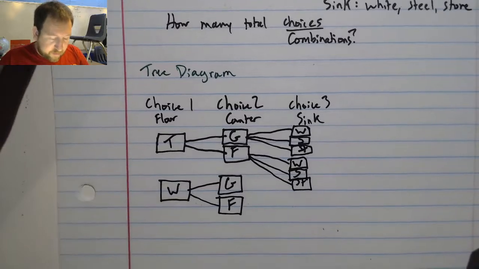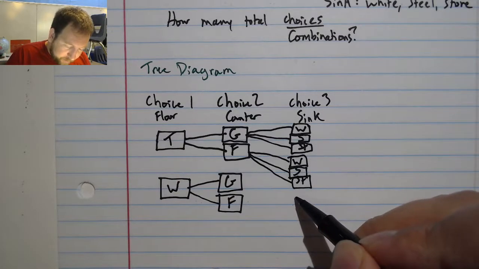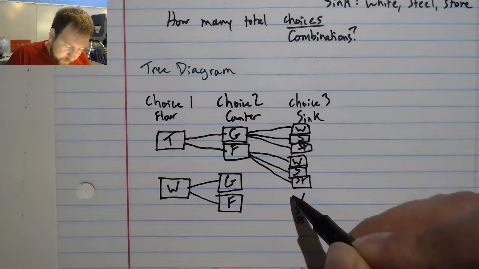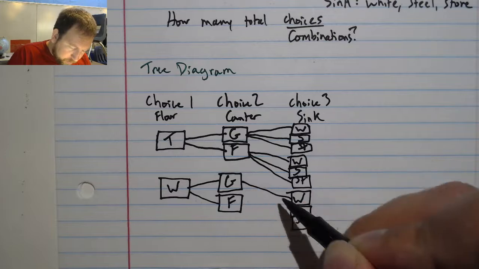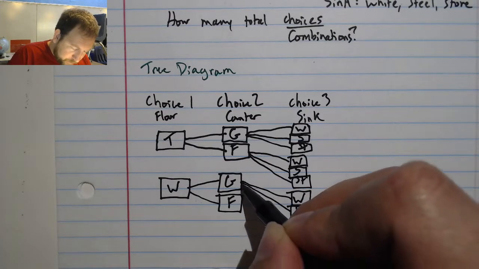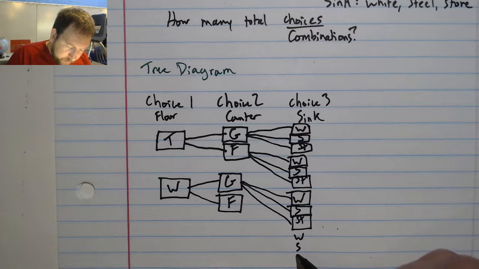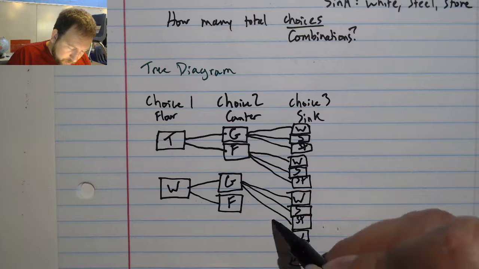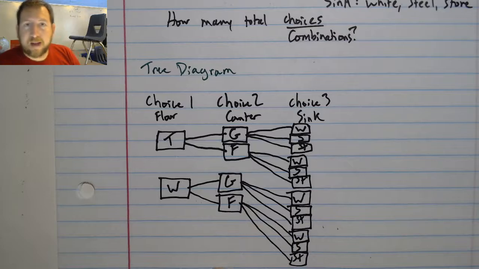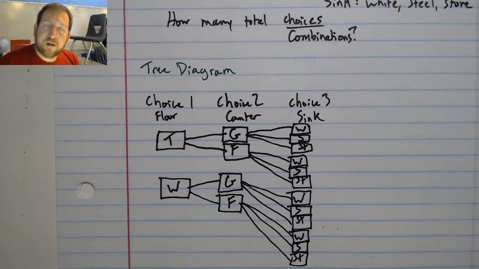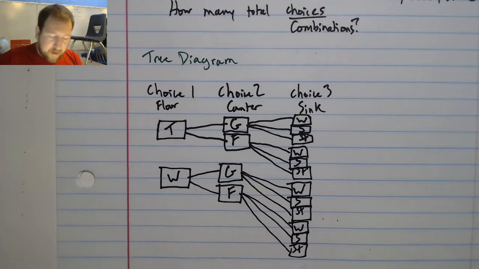Now you can see I'm running out of space, but it'll still work as long as I am careful. White, steel, or stone connected to this section of the tree. And finally, a white, steel, or stone connected to this final section. Okay, made it. Now, what this will do is represent every possible outcome of this kitchen remodel. And if I follow it from the start to the end, I can see what all the possibilities would be.